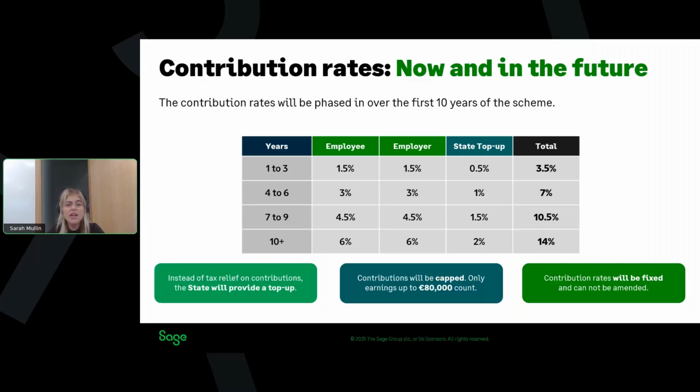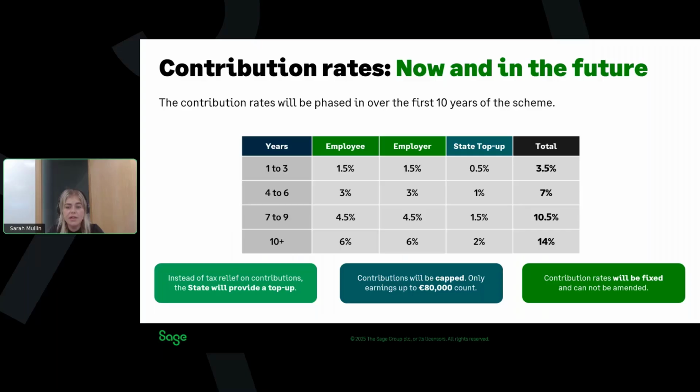In these 1 to 3 years, you can see that's 0.5%, but that will gradually increase as the timeline goes on. Those gradual increases will happen over the first 10 years of the scheme. It'll start at 1.5% for both employee and employer, and then it will increase by 1.5% every 3 years. By the 10th year, both employee and employer are going to pay 6%, and the state will add a top up of 2%. So over time, total contributions are going to jump from 3.5% up to 14% over that 10-year time period.